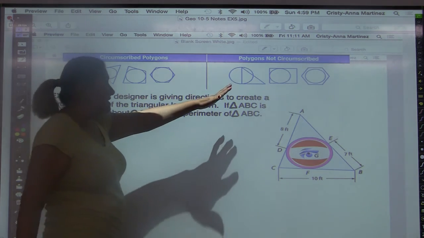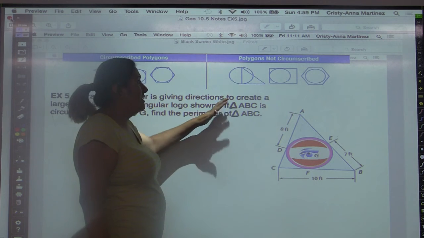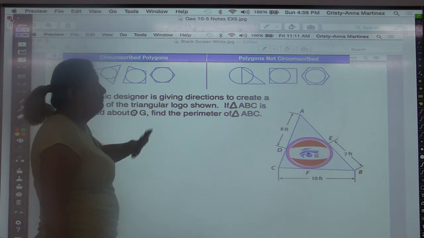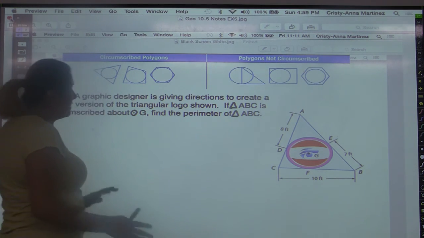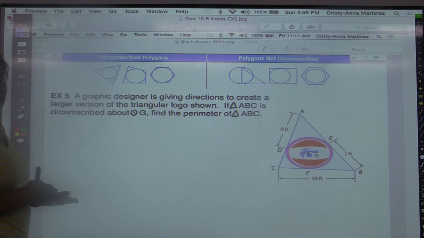Over here, you have examples of polygons that are not circumscribed because not every side is tangent to the circle. That's how you know the difference. So obviously, if it says it's circumscribed, then all of the sides are tangent, whether it appears that way or not.